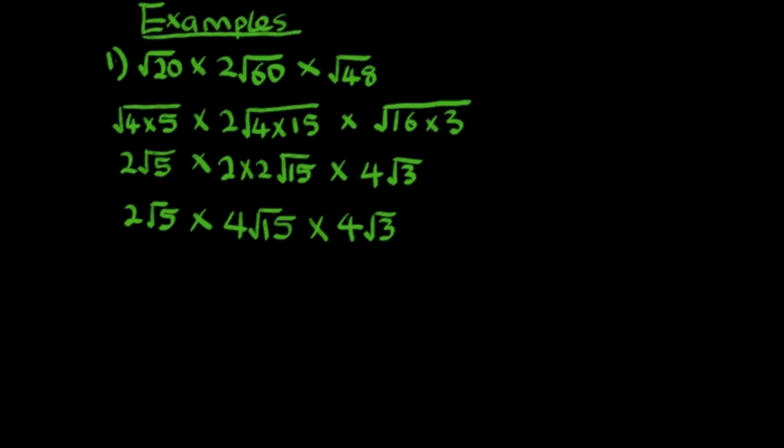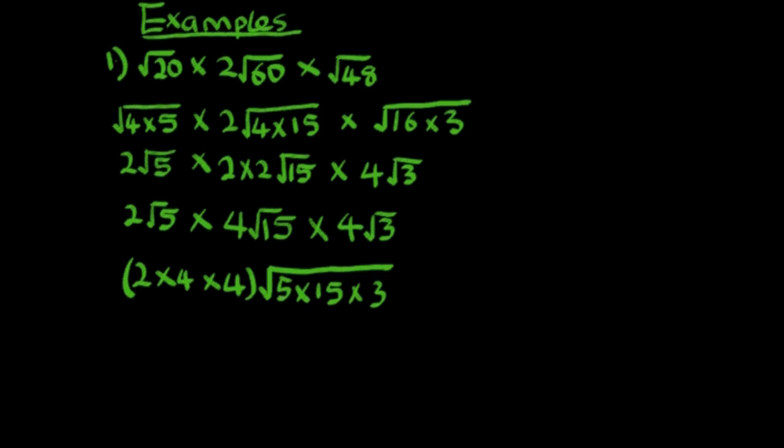Now what we do now is that we can multiply each of the numbers in front of our roots, just like we said previously. So we have 2 times 4 times 4, let's enclose those in brackets, multiplied by the root of 5 times 15 times 3. We're going to have them within the roots. So that will be 5 times 15 times 3.